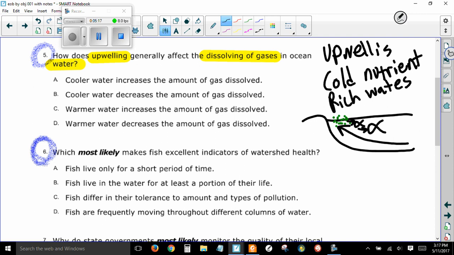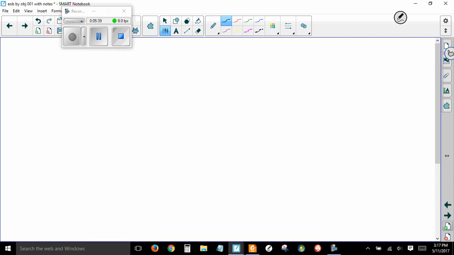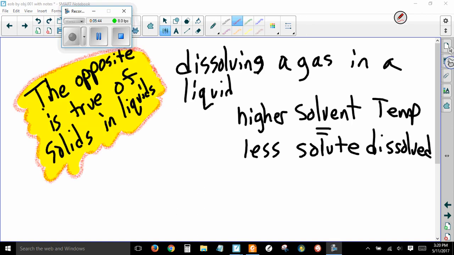Dissolving gases. So as soon as you see this, normally you want to raise the temperature of the solvent to dissolve more solute. But when you're talking about water or a liquid, it's different. So I'm actually going to go to a new page to answer this one. So dissolving. All right, so a couple little notes here. First of all, dissolving a gas in a liquid, higher solute temperature.